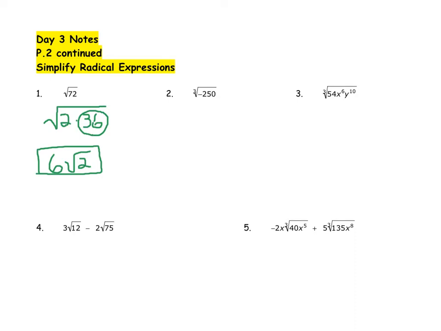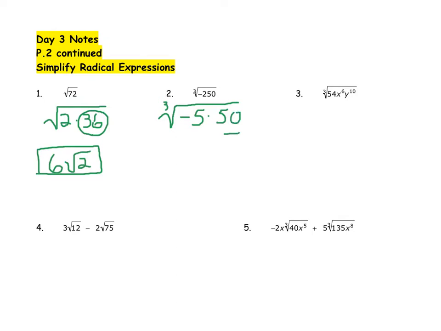Alright, the second one's a cube root. This means we have to have a perfect cube, or a number with 3 of the same factors, in order to take it out of the radical. We also have a negative. So we're going to start this by breaking down negative 250 into a negative 5 times 50.